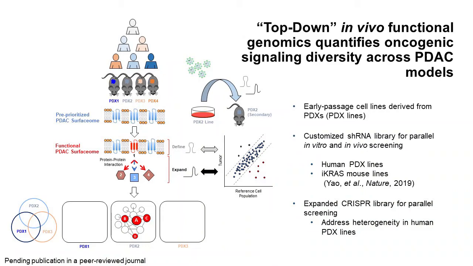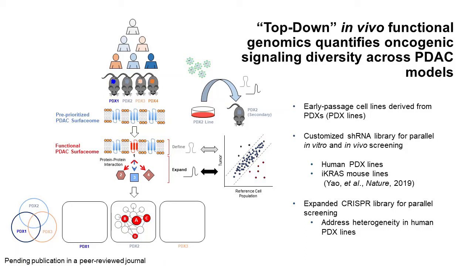And for this, in a similar vein to the Silicon-1 manuscript where we applied mouse lines, in this context we applied early passage PDX lines, the same PDX lines that we ran single cell sequencing on, in order to model this human diversity. And we started by selecting a pre-prioritized PDAC surfaceome and generating a custom library for this.